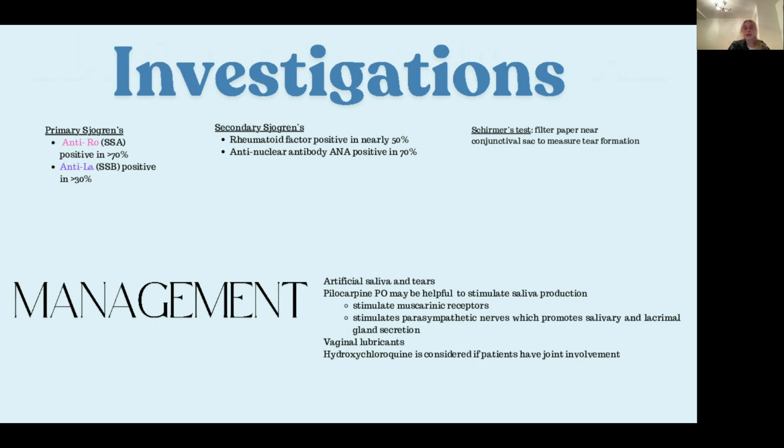So management-wise, it's just replacing the exocrine function of your gland, so you can give artificial saliva and tears. You can use pilocarpine orally to help stimulate saliva production, so that works by stimulating your muscarinic receptors, and then this causes your parasympathetic nerves to promote salivary and lacrimal gland secretion, so just to try and increase your body's production of saliva and tears. You can also offer patients vaginal lubricants, and then hydroxychloroquine can be considered if they've got joint involvement, to help with joint pain. Has anyone got any questions about any of this?